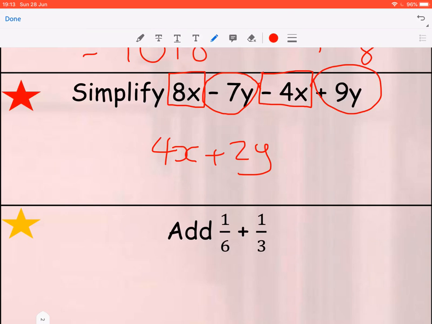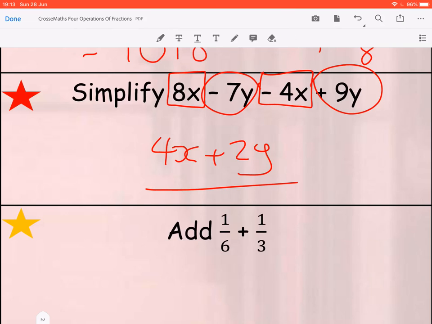Okay, important. You can't put those two together. That, 4x plus 2y, is your final answer. Okay, x's and y's won't go together. They're different.